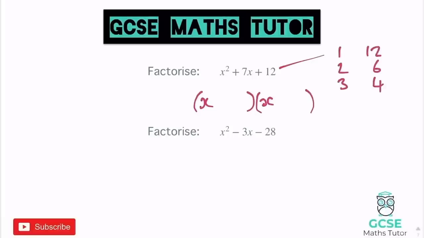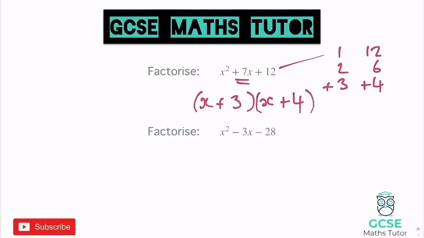We just need to have a look at these numbers there because we've got a 7x in the middle, so they have to add up to make 7x. So 1 and 12, there's no way I can make 7. 2 and 6, I could either make 8 by adding them together, or I could make 4 or minus 4 if I do a minus with one of them. So I'm not going to make 7, but I can make it with 3 and 4. I can have plus 3 and plus 4, and that would make 7. So plus 3 and plus 4.